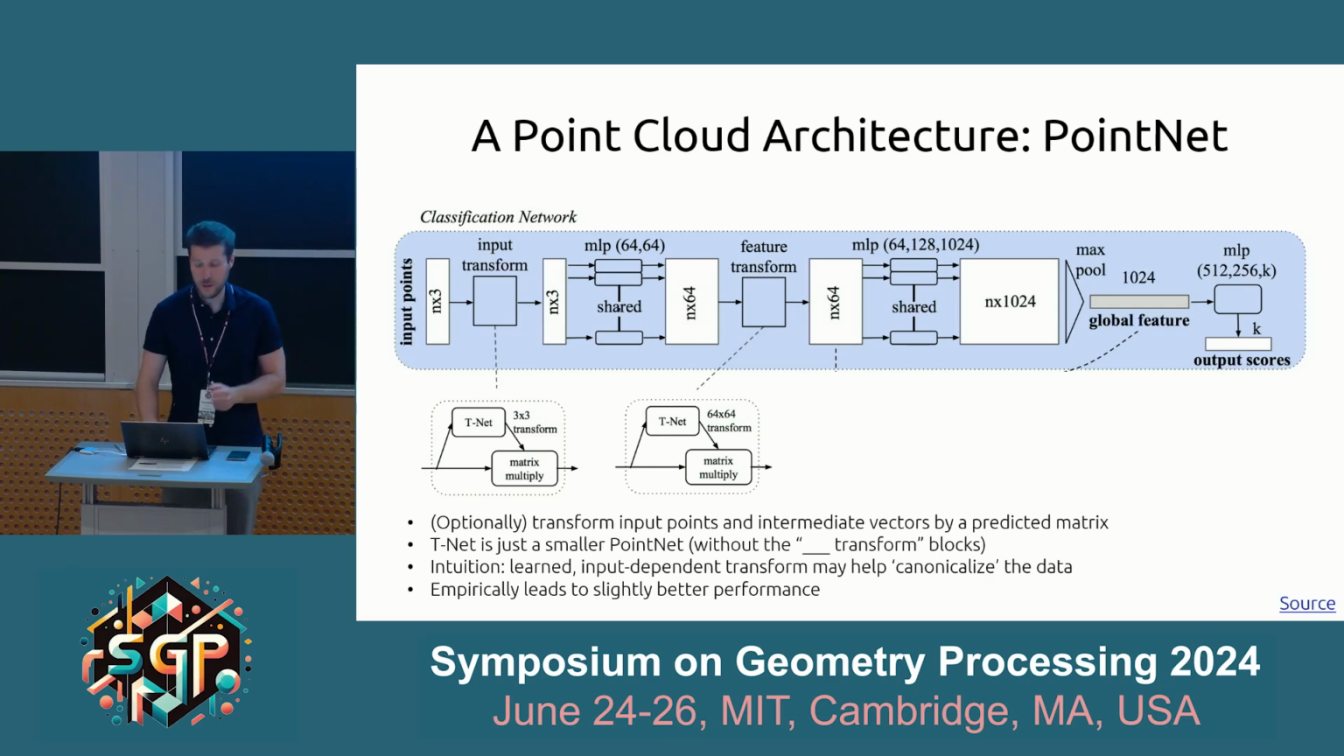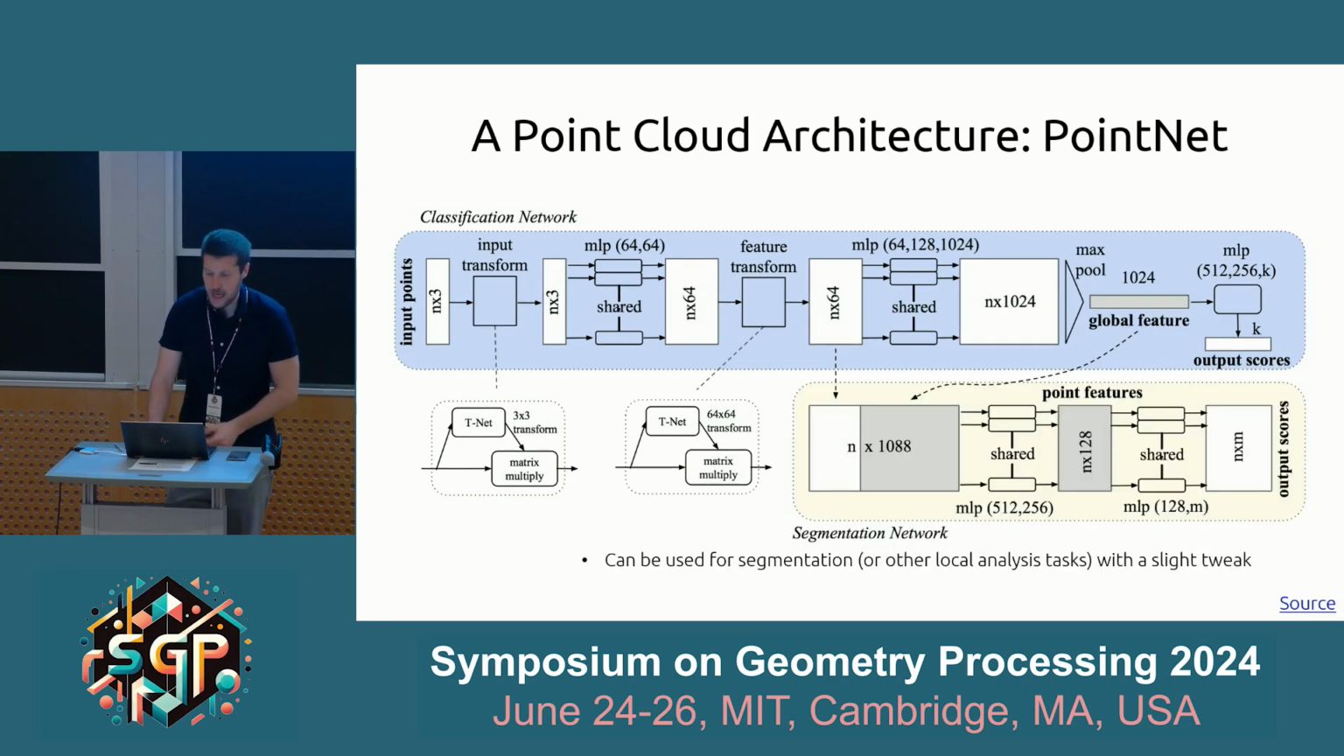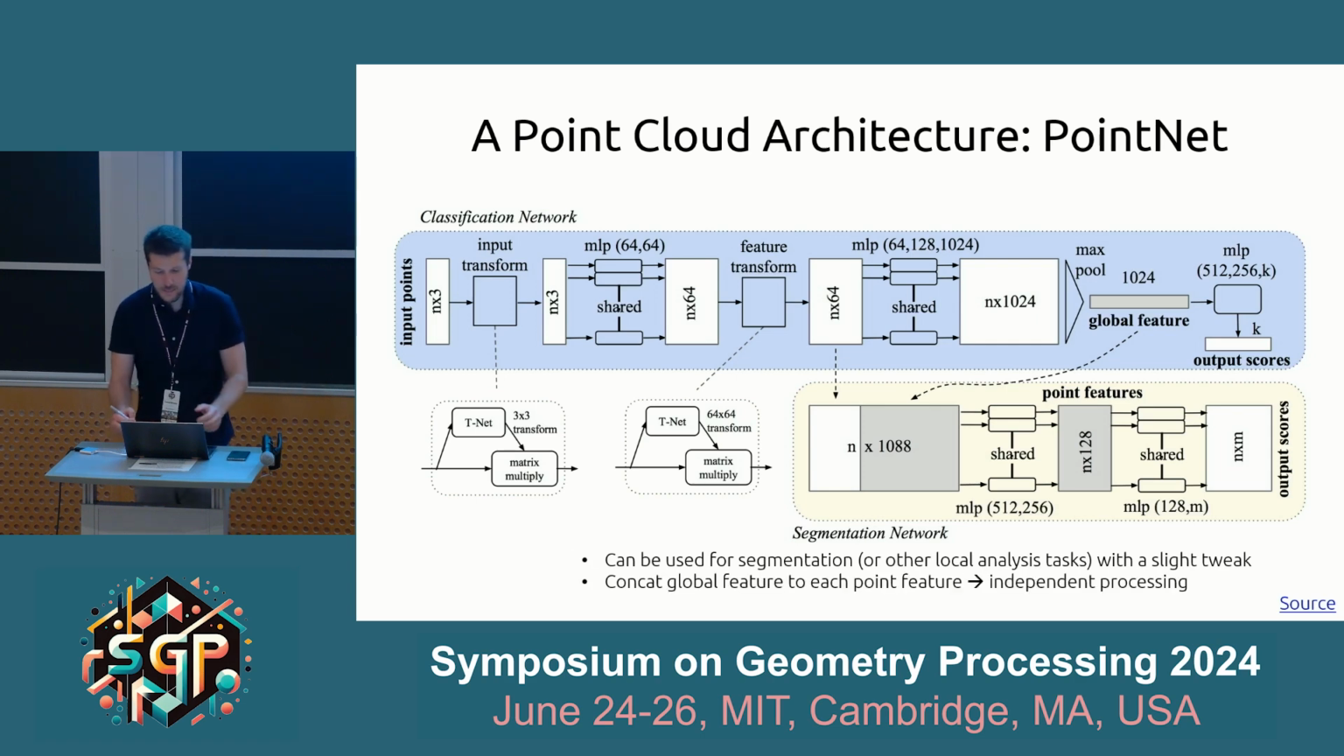It's not really a core part of the architecture. And they also show in the paper that you can use this for segmentation or other local analysis tasks. It's not just restricted to classification. The idea is that at this particular stage, they take this global feature, smash the pointwise feature and the global feature together, and then continue to process them independently to get whatever local signal they're trying to predict at the end of the day.